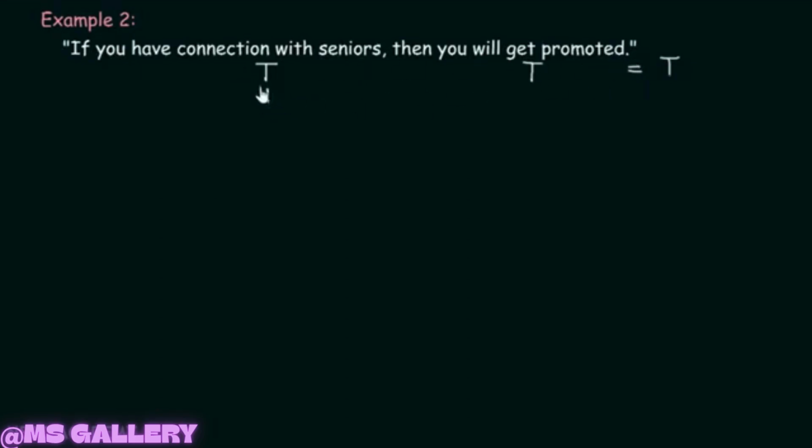But suppose you have connection with seniors and you will not get promoted, then you will feel cheated. I do have connection with seniors, but I am not getting promoted. Then you come up with this conclusion that this particular statement is false. Isn't that so? But if you have no connection with seniors, it doesn't matter whether you get promoted or not. You cannot argue about this particular statement, that this statement is false.